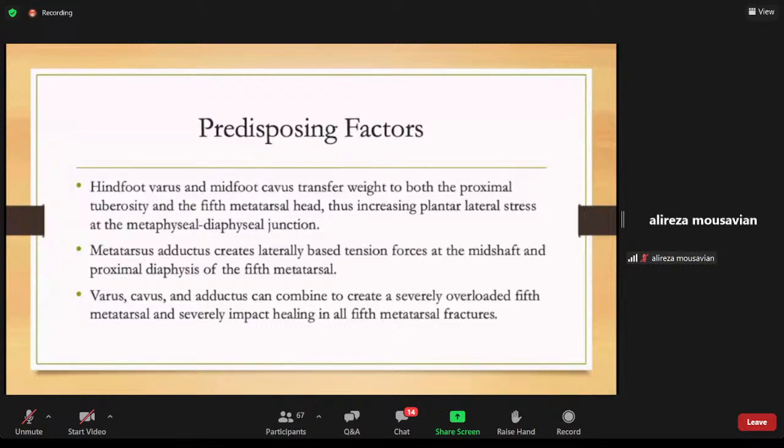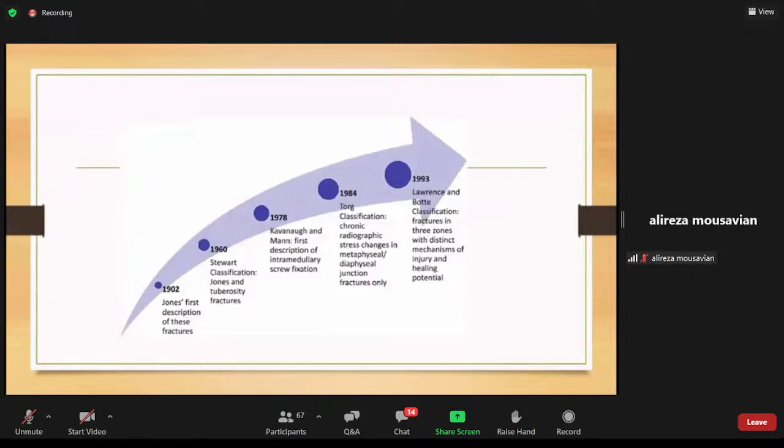So we have some predisposing factors: hindfoot varus, midfoot cavus, and metatarsus adductus, all of which result in overload on the plantar and lateral part of the foot.